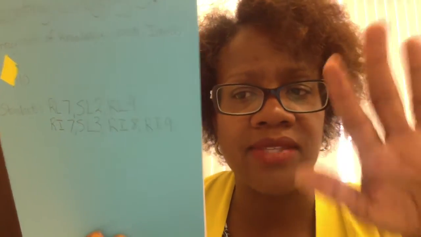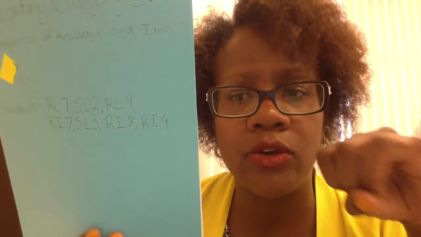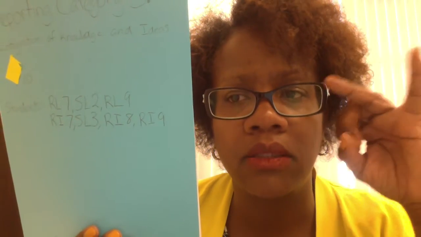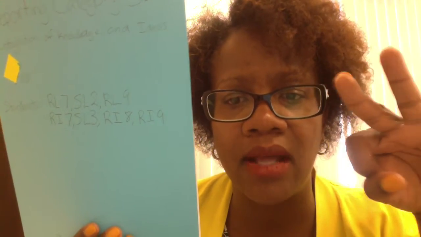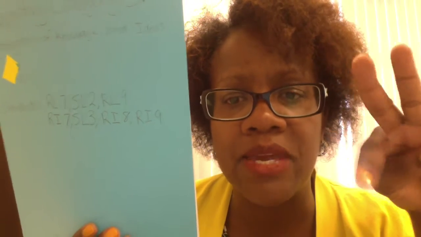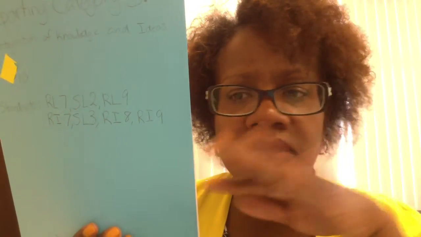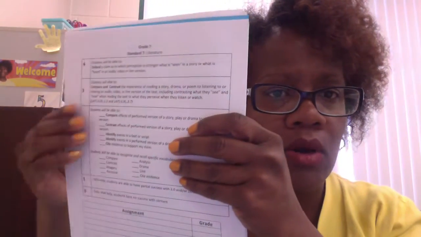Remember, we have 5 sets of standards. Reading literature, it's designated as RL. Reading informational, that's RI. Language, that's L. Speaking and listening, SL. Writing, W. All right? I know, we have 5 sets of standards. It's because we're so awesome. All right? So, reporting category 3, it should be in order.